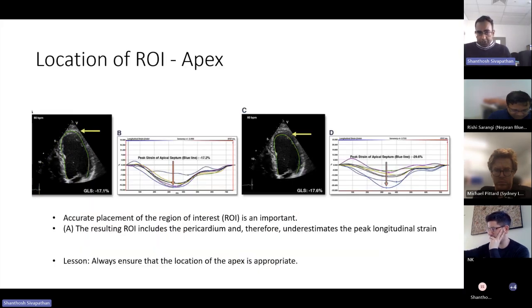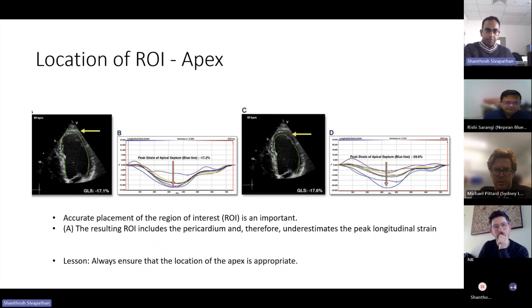Location or region of interest. So when we do this strain or speckle tracking, I place some dots around the LV. It's important that the region of interest, or the ROI, tracks exactly the myocardium or the endocardium that you really want. The problem with the one on the left panel, or panel A, is that some of the pericardium is also included.